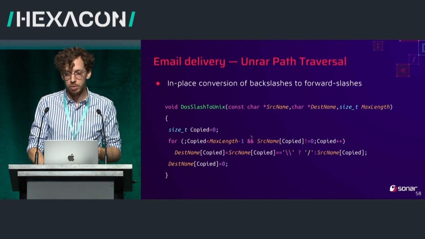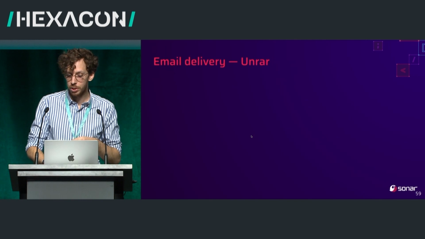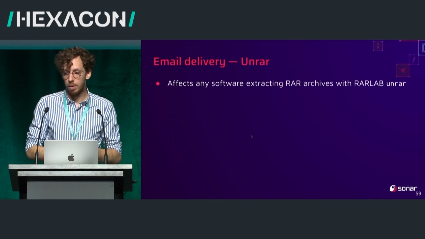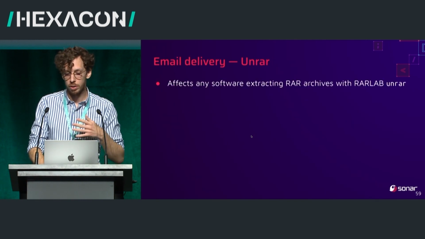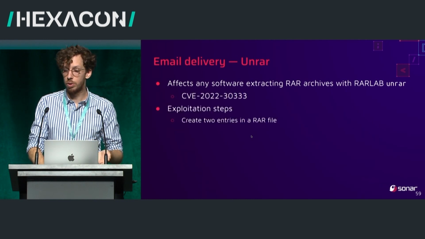And in the transformation step to Unix, it's replacing backslashes with slashes. So that means that on any software extracting RAR archives with the official Unrar, we can try to create two entries in a RAR file.